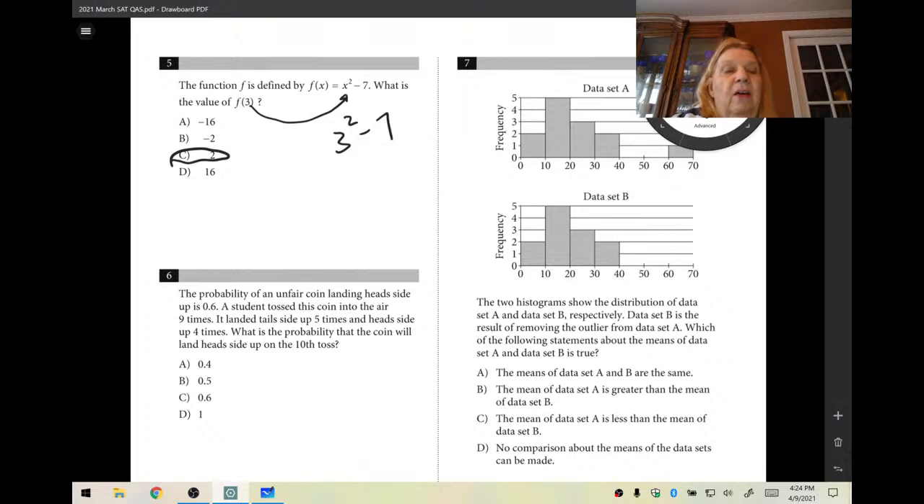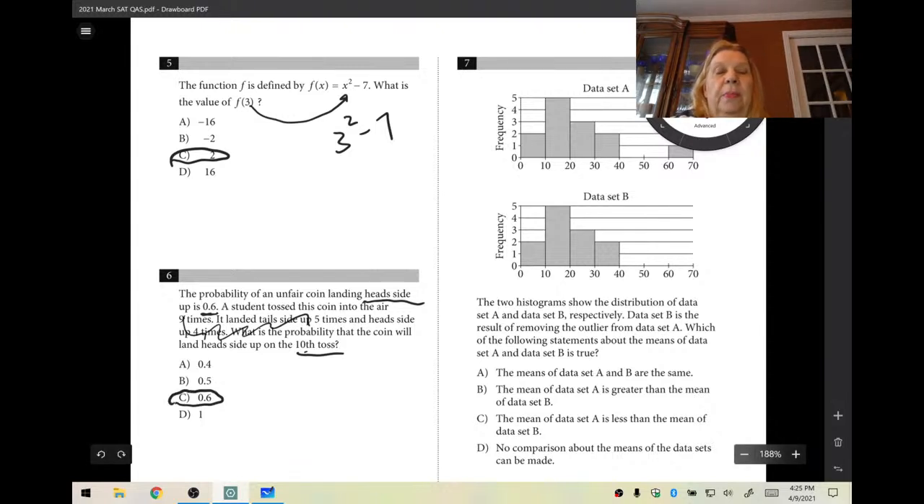The probability of an unfair coin landing heads up is 0.6. A student tossed this coin into the air 9 times. It landed tail side up 5 times and head side up 4 times. What's the probability that the coin will land head side up on the 10th toss? Well, this is an independent event, so it doesn't matter. You could throw it 1,000 times. It'll still be 0.6.